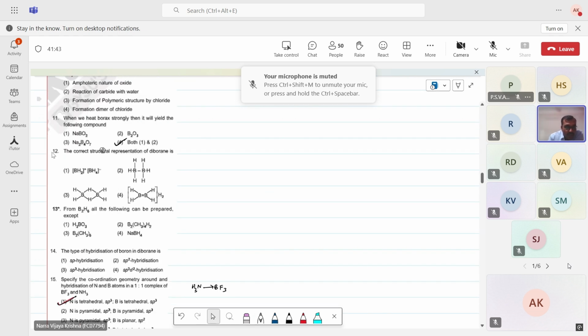Next one. Question number 12: the correct structural representation of diborane. Option 3, sir. Why are you not saying option 1? In any case, can I write diborane in this format? Yes, sir, when reacting with NH3. Correct. When allowed to react with amines having at least one hydrogen on nitrogen, you will get unsymmetrical cleavage. If there are no hydrogens on nitrogen, you will get symmetrical cleavage. You will get BH3 with trimethyl on nitrogen. Correct?